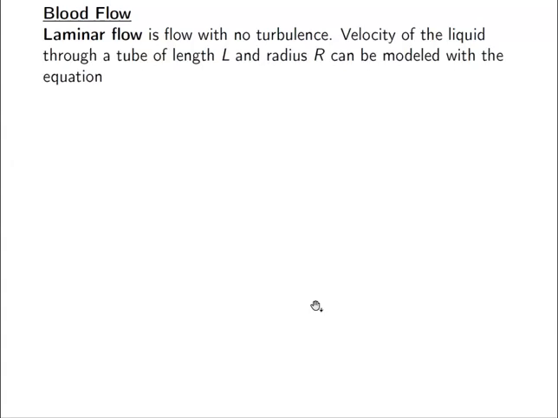So a laminar flow is flow with no turbulence. Velocity of a liquid through a tube that has a length of L and a radius of R can be modeled with the equation: velocity depending on the radius that we're at inside of the tube is P over 4 eta times L times (R squared minus r squared). So little r here is our variable. Everything else is a constant.